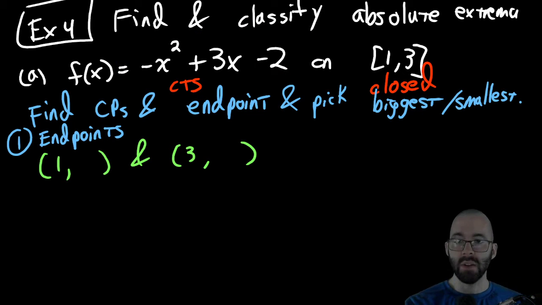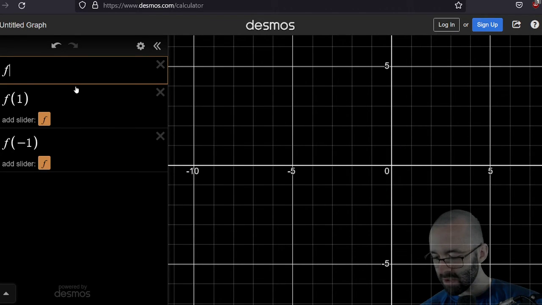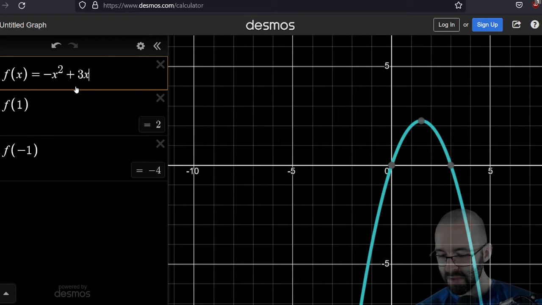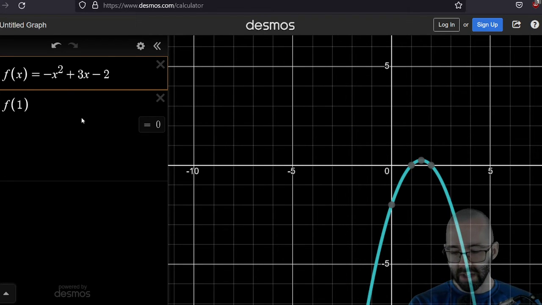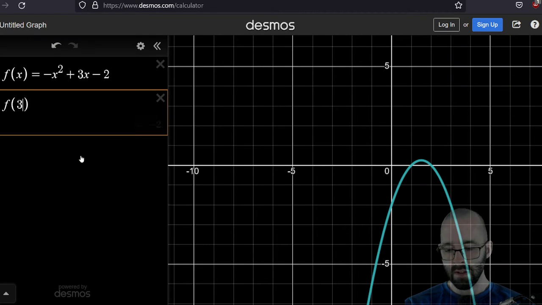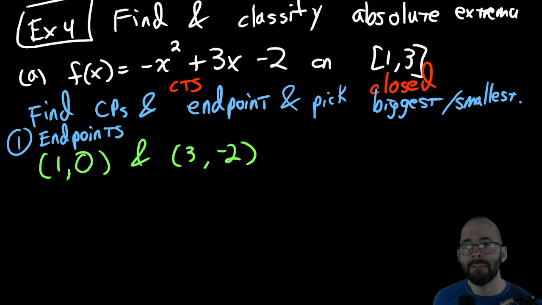Again, we can use a graphing utility like Desmos. Our function is f of x equals negative x squared plus 3x minus 2. Now we're looking at the endpoints. F of 1 is equal to 0, and f of 3 is equal to negative 2. So these are our first two candidates for absolute extrema, because we know it's a closed interval.